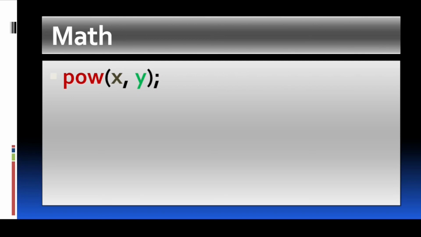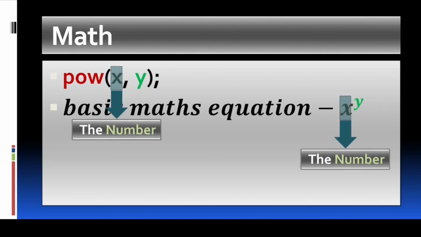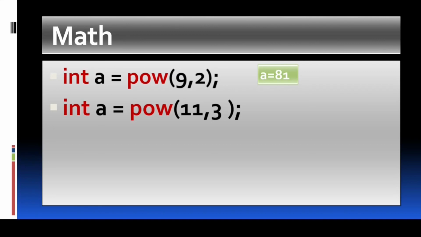This is used to calculate a number raised to a power. This is useful for generating exponential mapping of values and curves. You can see the syntax on your screen. You can also understand this function by the basic math equation. Here the variable x is the number, and y is the power. Now you can see an example on your screen. Here the number is 9 and the power is 2. This puts the value 81 in a, as 81 is the square of 9. In the second example, 11 is the number and 3 is its power, and this puts 1331 in a, that is the cube of 11.